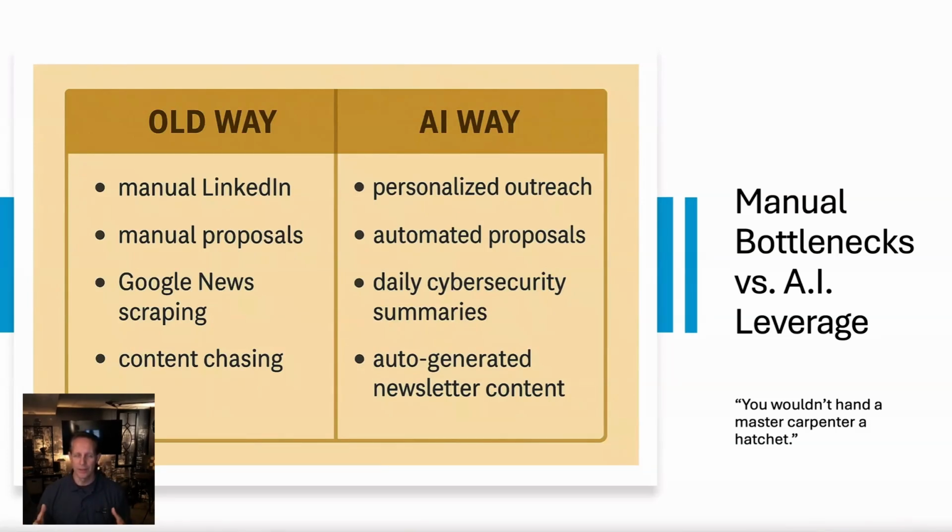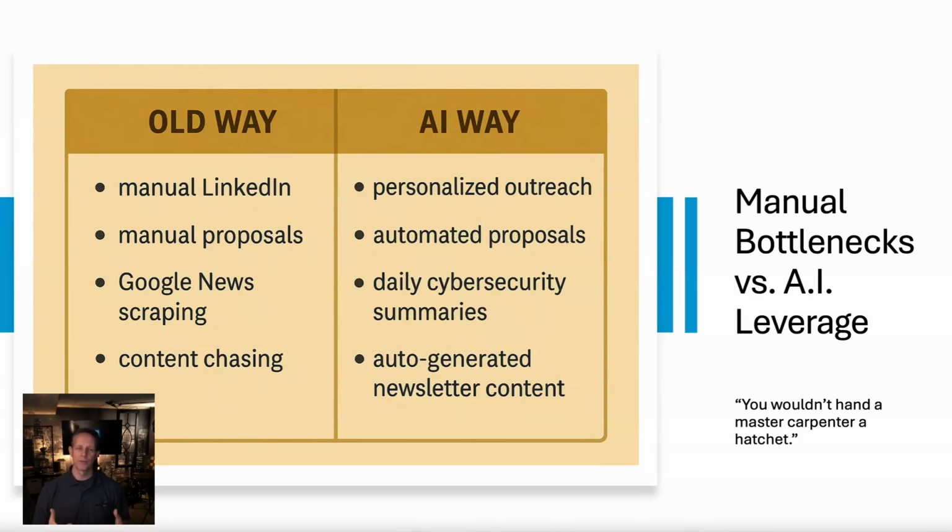The old way of doing things, if I would go and do some prospecting, I'd go manually through LinkedIn and find the people that I could reach out to. The new way of doing things is to have AI research these people and have a personal outreach to exactly those persons that qualify best as your prospects. The old way of doing things is building proposals and looking through plans on a manual basis. The new way is to automate that process entirely.